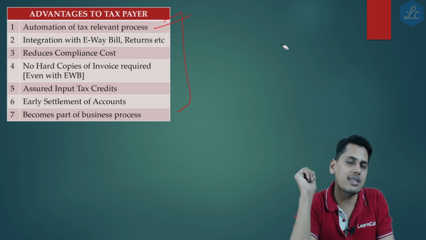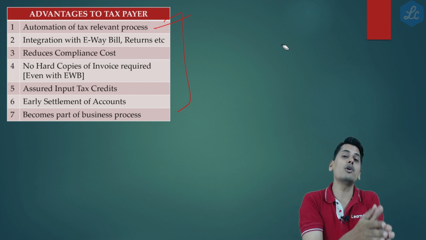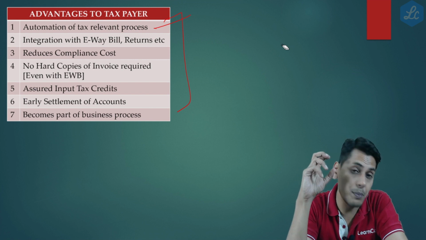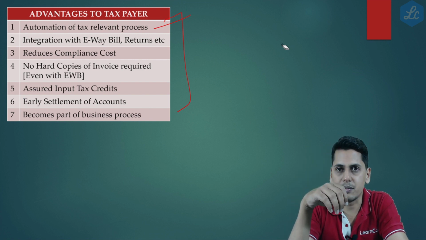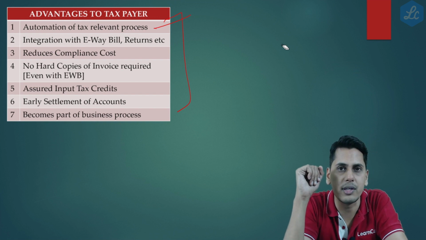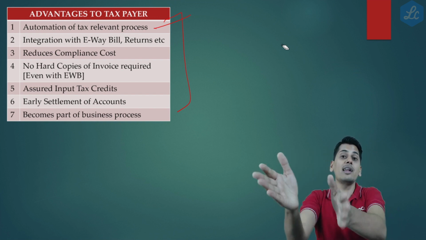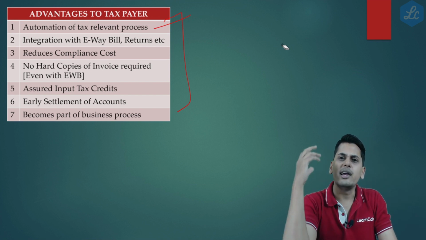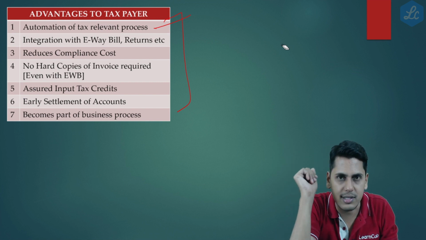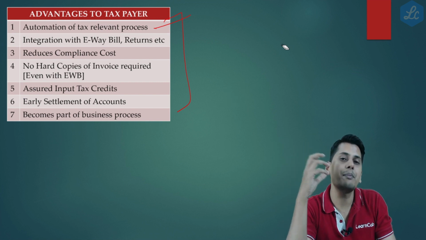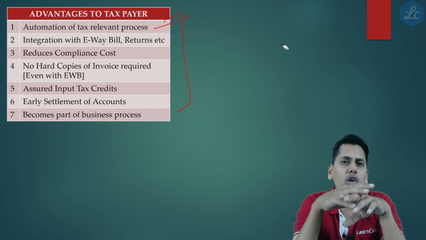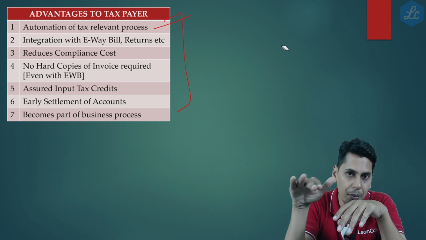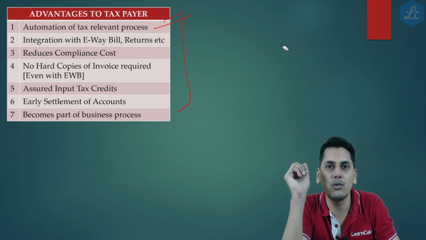Just reverse the process and visualize. First reporting happens, then the transaction takes place. What happens in the case of e-invoice? First you report, obtain an invoice reference number, then issue an invoice. Now friends, in these cases, it becomes part and parcel of the business process. Compliance is not to be seen as additional work, because first you are going to report it, obtain an invoice reference number, then you are going to issue an invoice to your recipient.